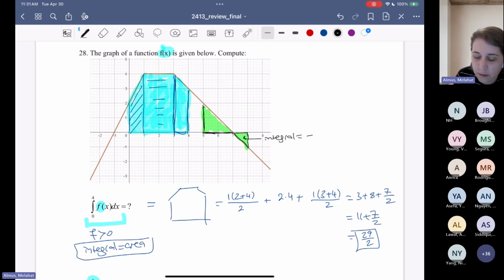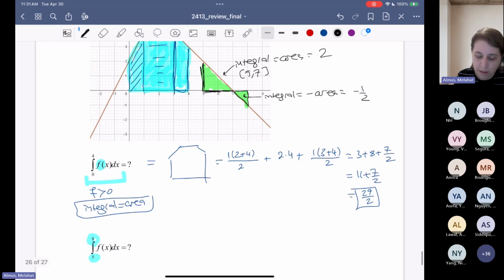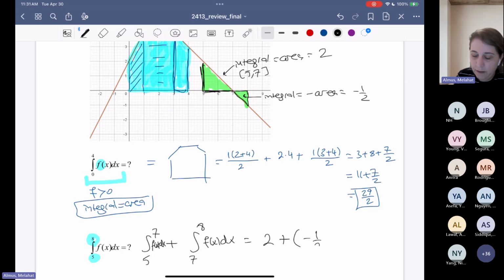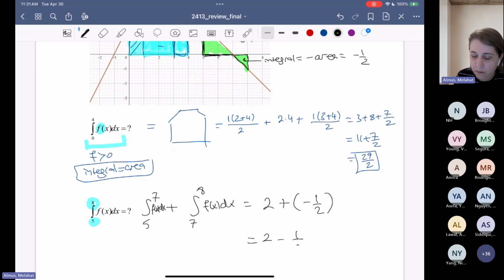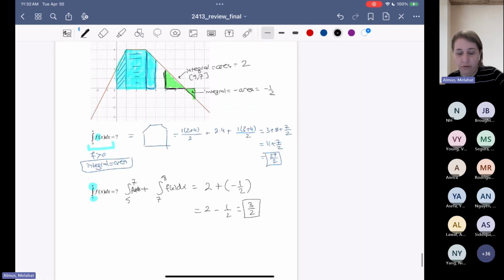Integral here is negative of the area, so it's negative 1/2. But integral from 5 to 7 is same as the area, which is 2 times 2 over 2, 2. Okay? So we need to say it's 5 to 7 plus 7 to 8. And 5 to 7 is 2. 7 to 8 is negative 1/2. 2 minus 1/2 is 3 over 2. So it's net area, accumulated net area. If there's a negative side, you need to be careful about that.